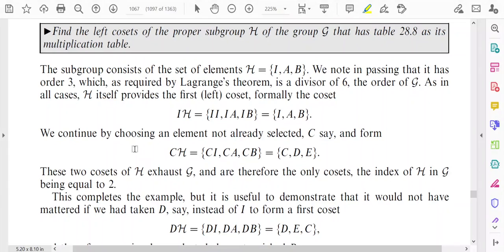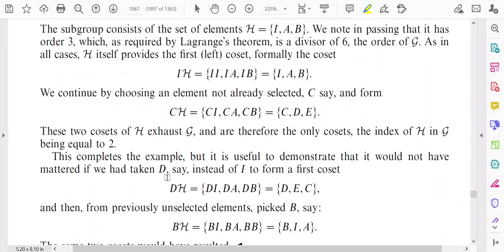Now we have already completed our task, but one thing to note is that suppose we had started by multiplying the identity with the given subgroup to find the first left coset. We can also multiply any element from the group G. For example, we can multiply capital D also. Suppose we have selected capital D and multiplied it with H.